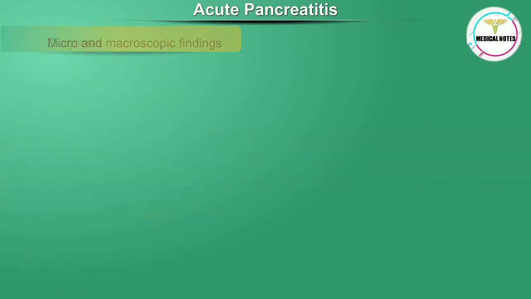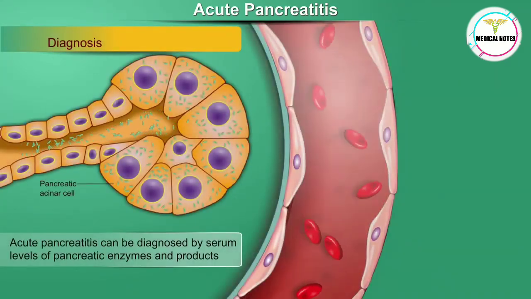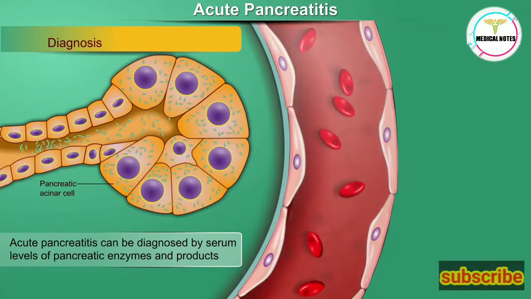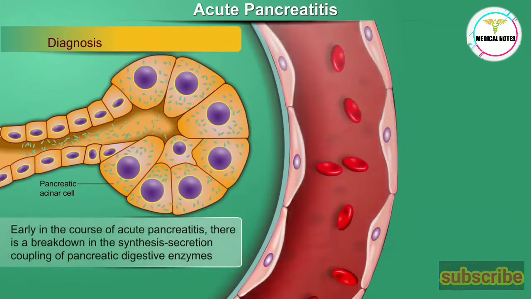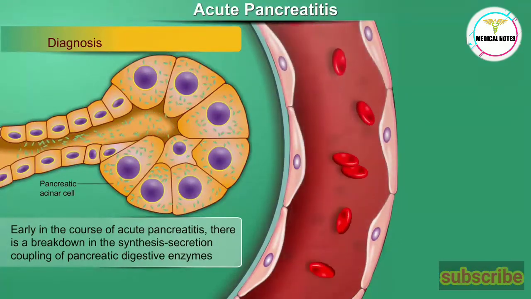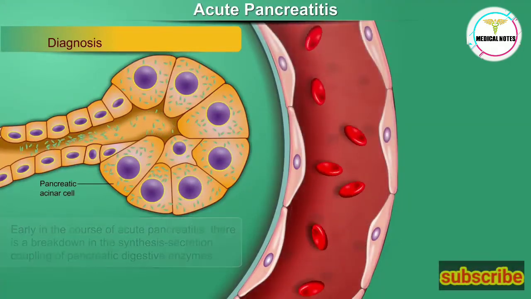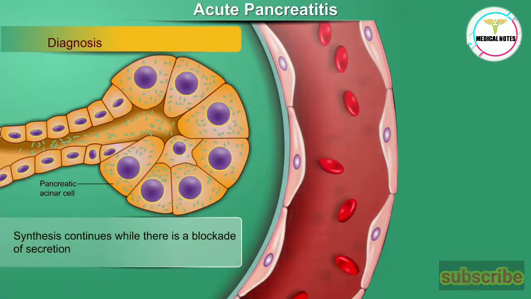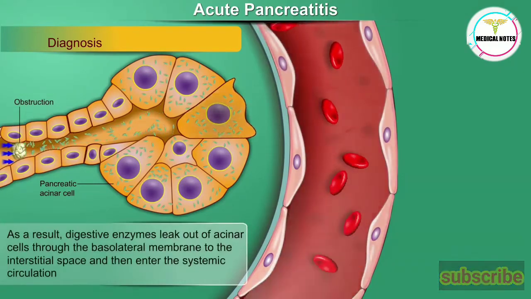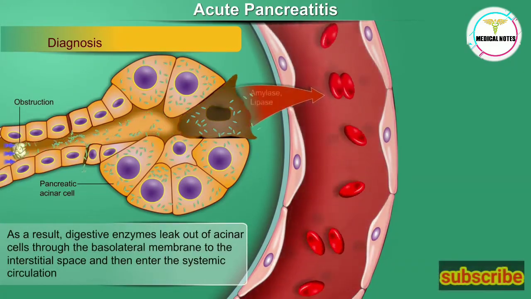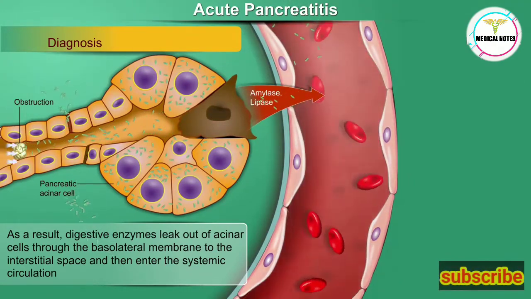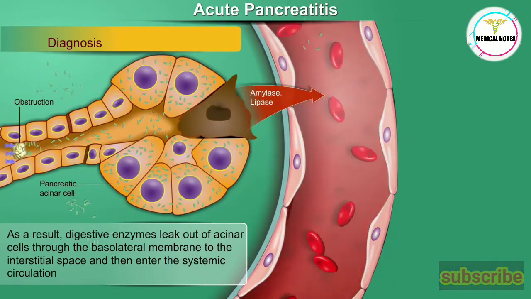Now, how is it to be diagnosed? Acute pancreatitis can be diagnosed by serum levels of pancreatic enzymes and products. Early in the course of acute pancreatitis, there's a breakdown in the synthesis-secretion coupling of pancreatic digestive enzymes, whereas synthesis continues while there is a blockade of secretion. As a result, digestive enzymes leak out of the acinar cells through the basolateral membrane to the interstitial space and then enter the systemic circulation.